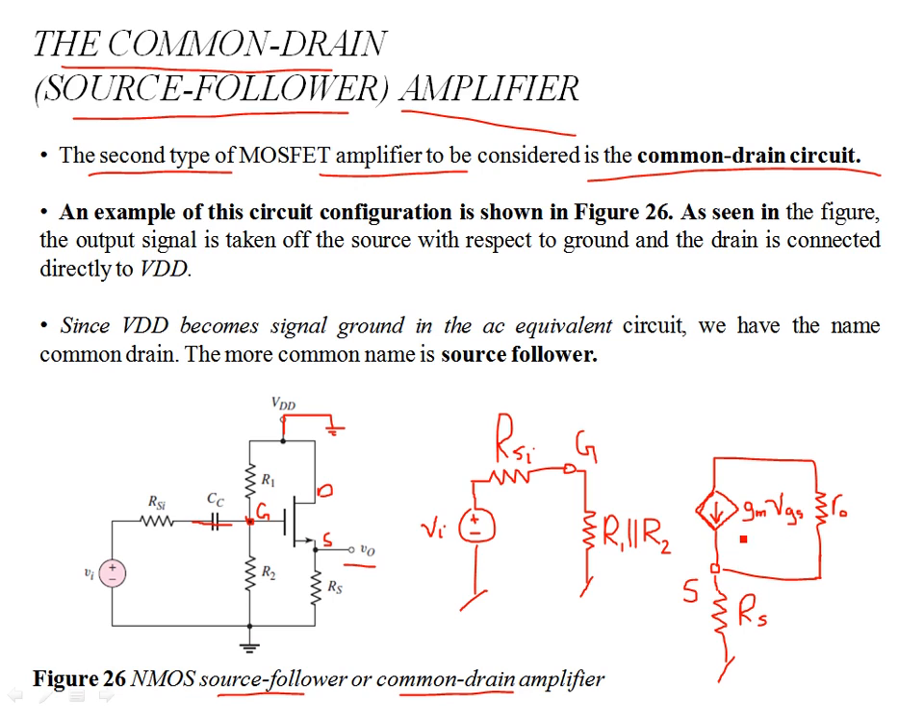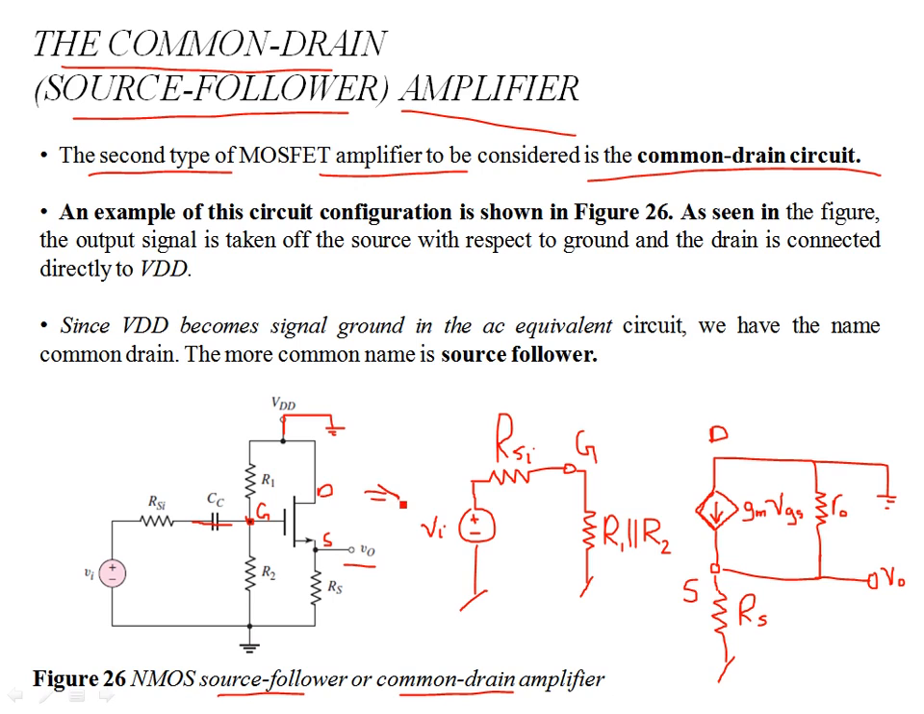So this is the circuit. Your drain is now connected, and you're taking the output from the source, so this node is the source. Let me draw this as V0, my output AC signal. And this node is grounded. So you see that the drain node is grounded, and the output is being taken from the source node. This is an AC equivalent circuit.